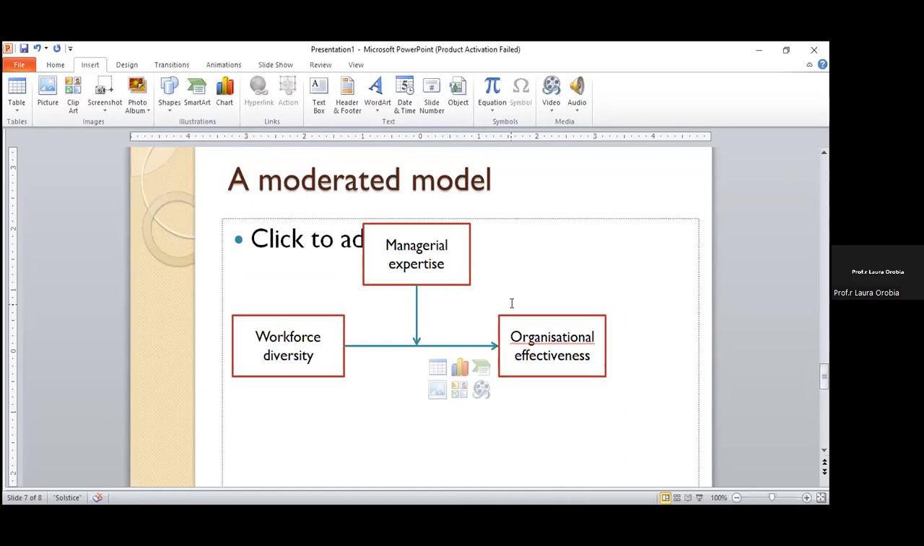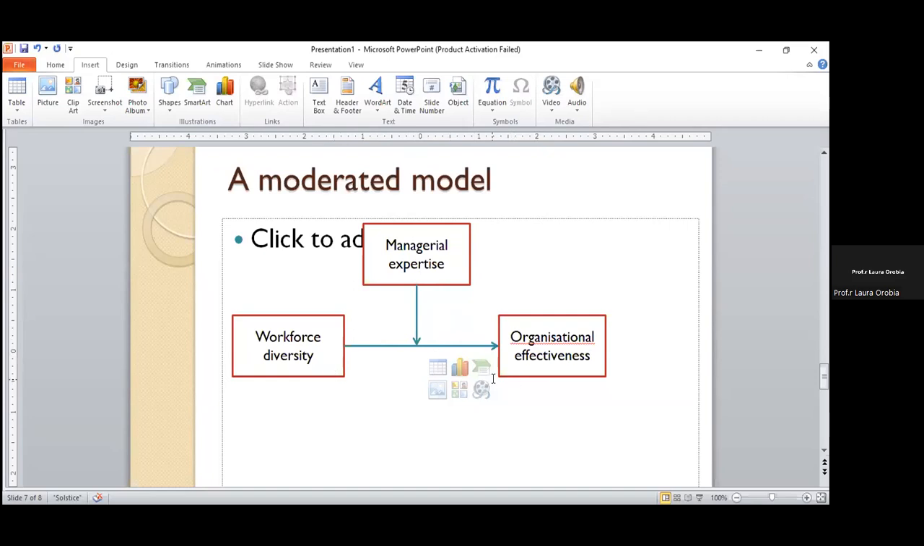So if you've conceptualized, or if your intention is to test moderating effects, that arrow must touch onto the arrow of the relationship that you want to test for moderation. Because this arrow here, you're saying that it moderates the relationship between workforce diversity and organizational effectiveness. That's what you're trying to say here, okay? You're trying to say that, yes, there is a relationship between workforce diversity and organizational effectiveness.